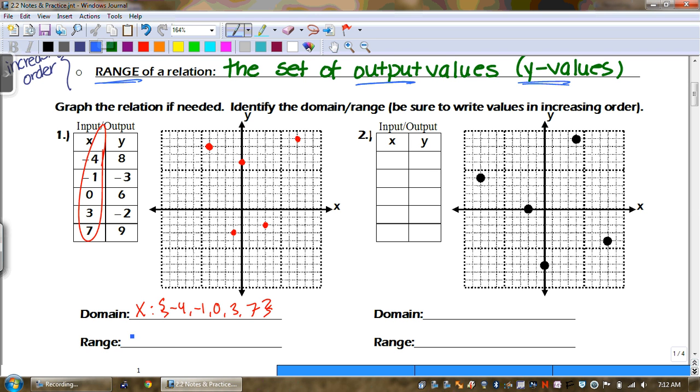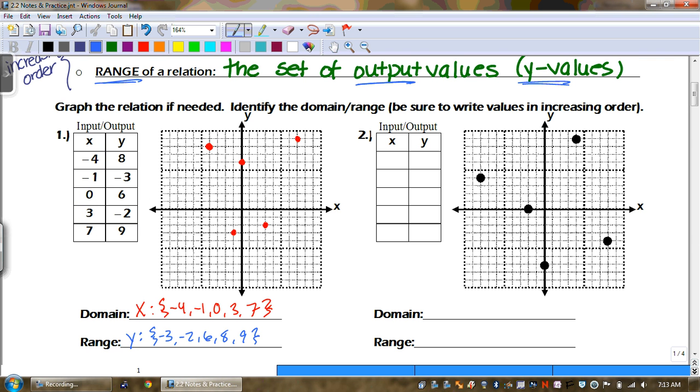And now we're going to do the same thing with the y's. Now the only hard thing is they're not in increasing order at all. So you kind of got to search for them. The lowest number I see is -3. Then we've got a -2, 6, 8, and 9. And that's all you got to do.